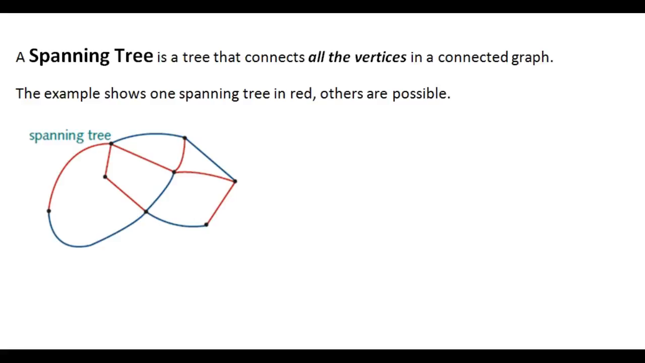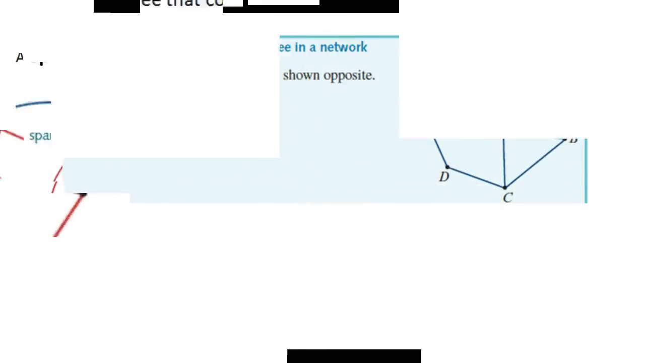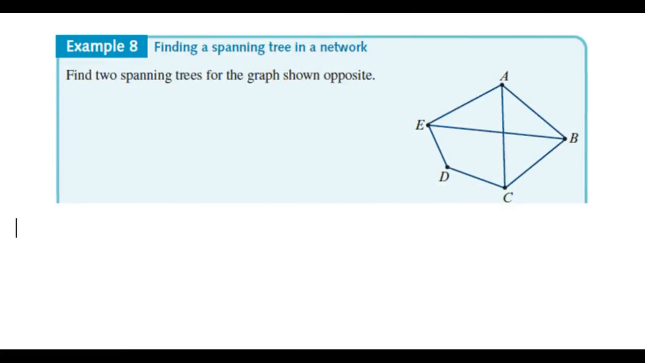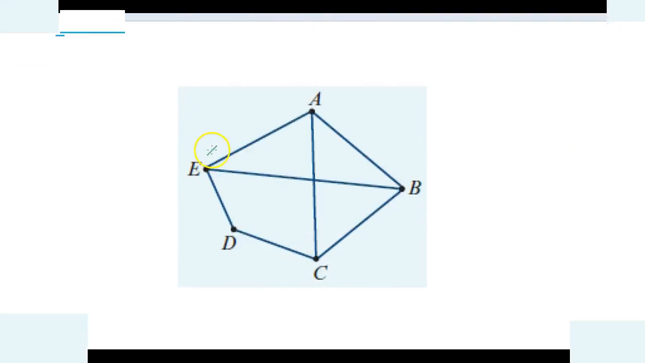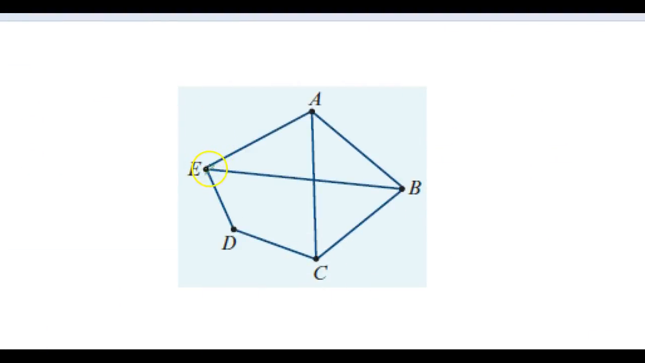A spanning tree is a tree that connects all the vertices in a connected graph. The example shows one spanning tree in red. Others are possible. In this example, we want to find at least two spanning trees for this network. Okay, for this network, here's one possible spanning tree. Here is another spanning tree.